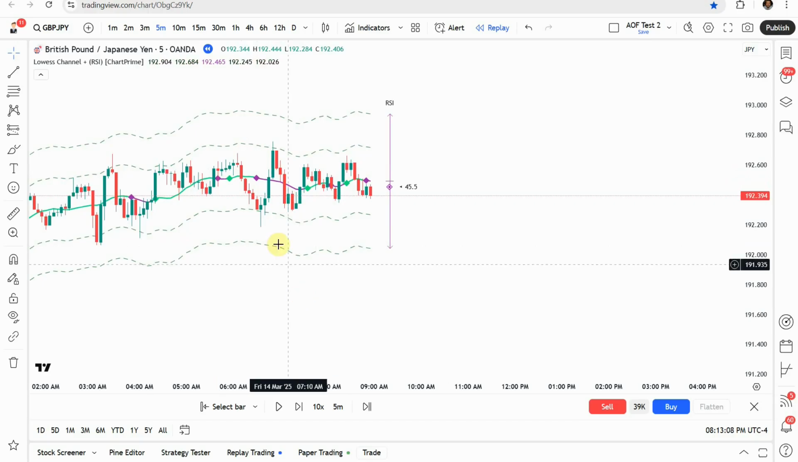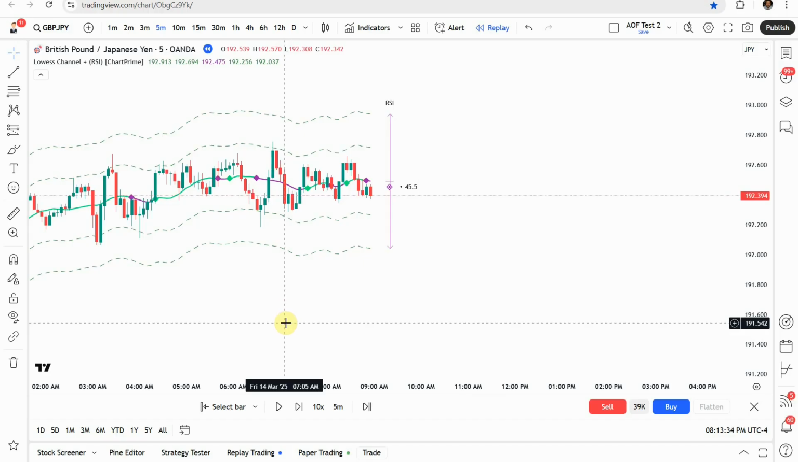Then they went on to explain that you can also use this in an additional way, basically as a mean reversion. And so you would look for price to spike to one of these outer bands and look for the RSI to match whatever side it is on, either oversold or overbought, and then that would be a good indication that price is going to rebound to the line in the middle.